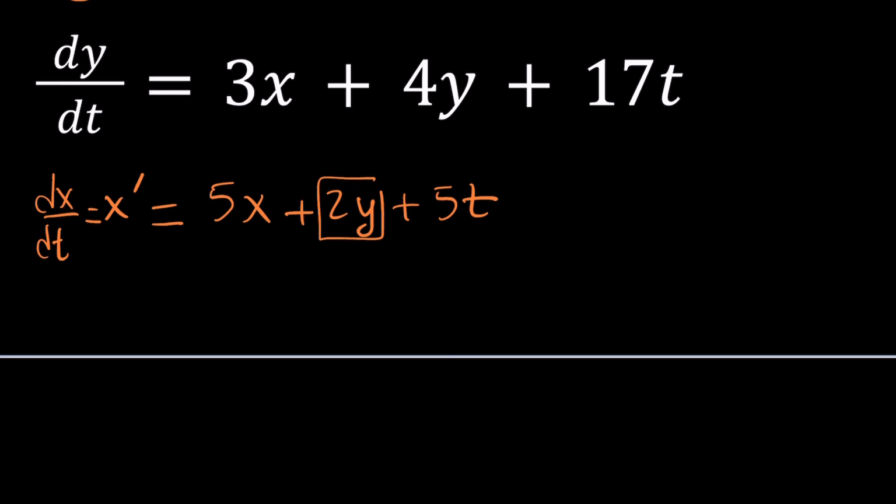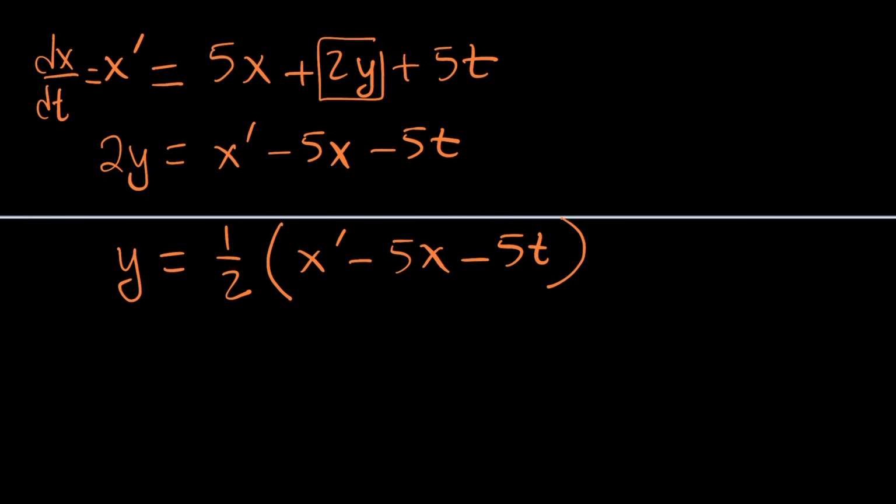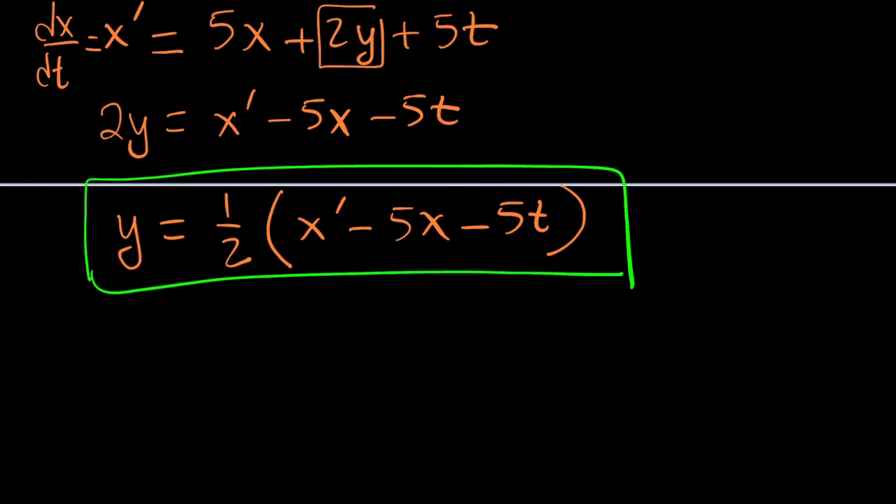So let's go ahead and isolate 2y from here. You can basically subtract 5x and 5t from x prime, and then divide both sides by 2 or multiply by 1/2, which is actually better in this case. Let's do that to isolate y, so y in terms of x and t. Great. This is something that we're definitely going to use later, so let's save it for future use. Okay? Now, this is y.